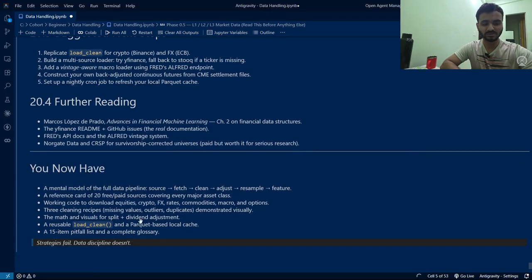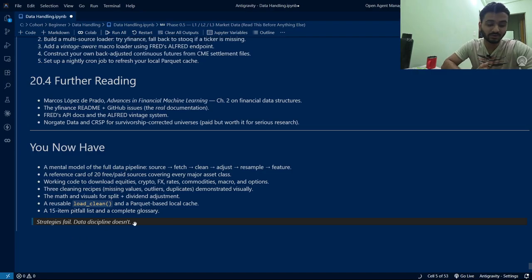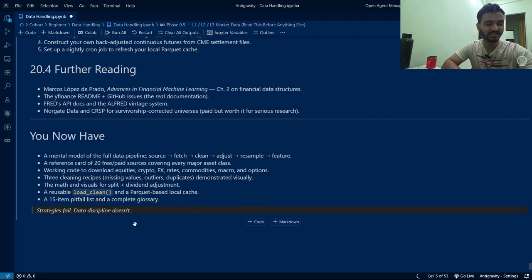You now have a mental model of the full data pipeline: source, fetch, clean, adjust, resample, feature. A reference card, working code to download equities, all data, three simple cleaning recipes, the maths, visuals, a reusable load clean, and a path based local cache, a 15 item pitfall list, and a complete glossary. Strategies fail and can be improved, can be changed. Data discipline is very necessary, right?